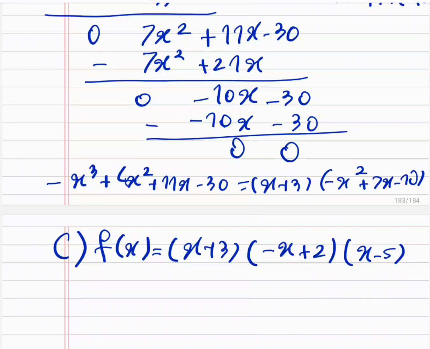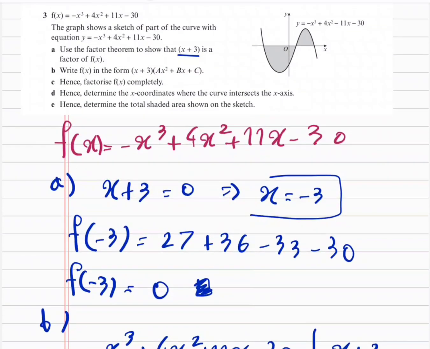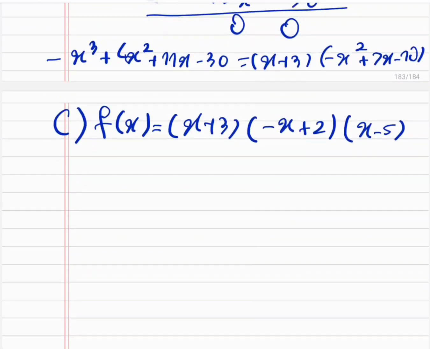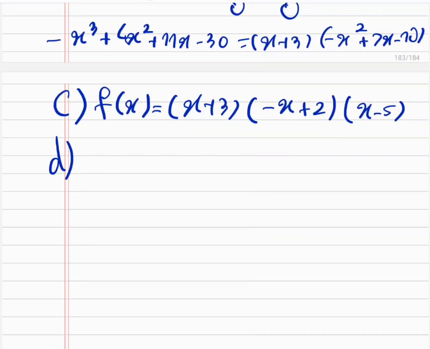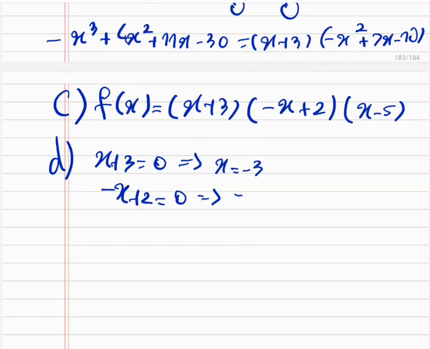Okay, now we have f of x factorized. So part D says determine the x coordinates where the curve intersects the x-axis. So it just means writing down the roots. So when we set this equation equal to 0, so one of them is x plus 3 is equal to 0, which means x is minus 3, one of the roots. Minus x plus 2 is equal to 0, which means x is equal to 2. And finally, x minus 5 is equal to 0, which means x is equal to 5.